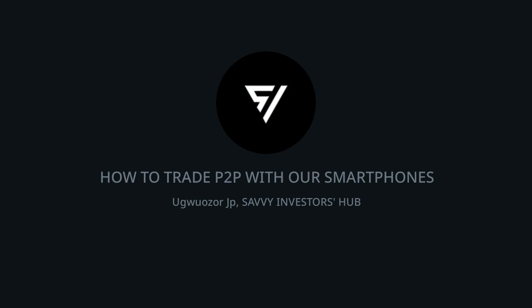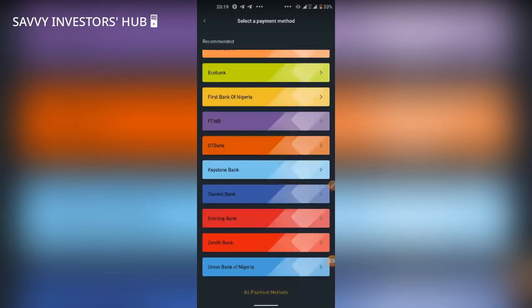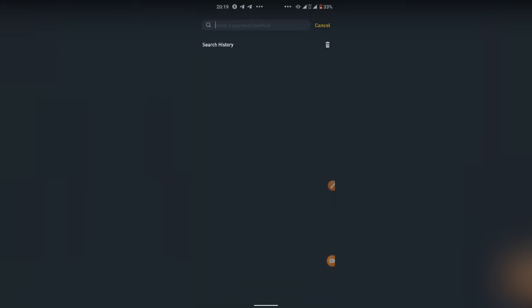You're gonna say maybe is it bank transfer, Access Bank, Eco Bank, First Bank, and the rest of these things. You see all payment methods. Click all payment methods. You're gonna start. Is it Cheaper Cash you want to use?